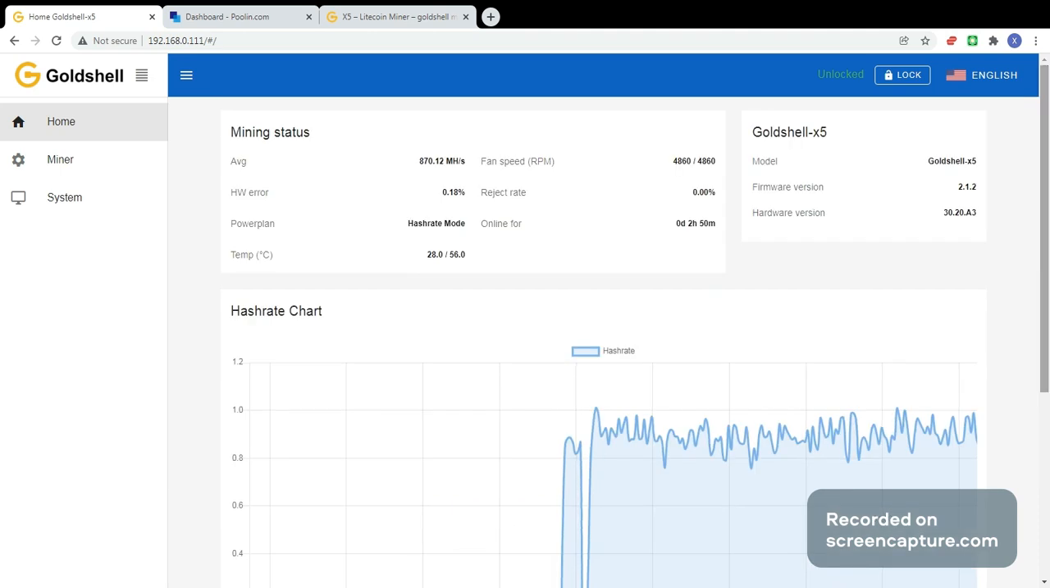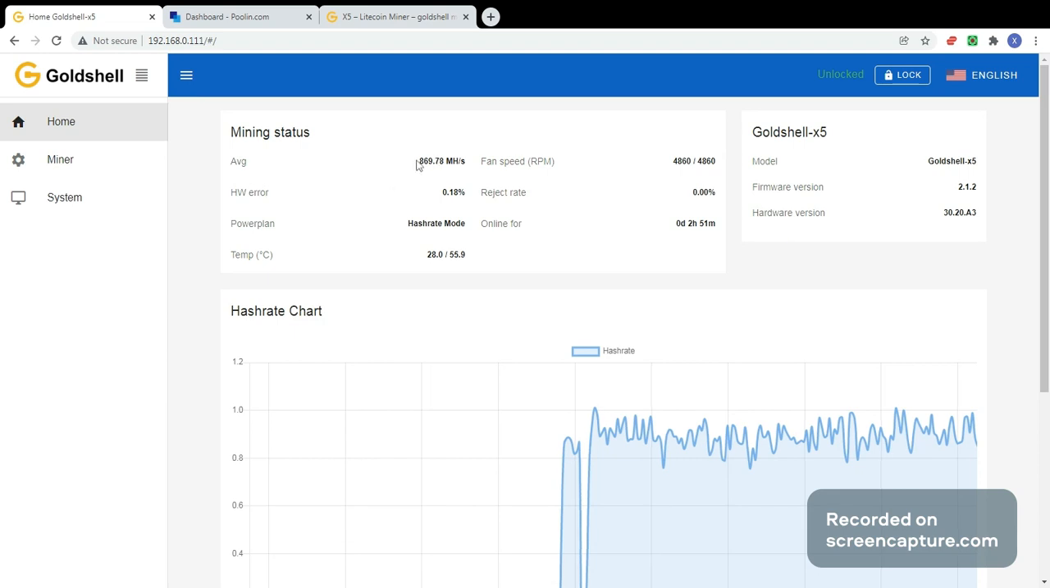Today we're going to be testing, as you can see on the screen, the Goldshell X5. The Goldshell X5 is a Scrypt algorithm miner. It basically mines Litecoin and other tokens that use the same algorithm, but the most famous and most mineable is Litecoin. So we'll talk a little bit about the miner itself.